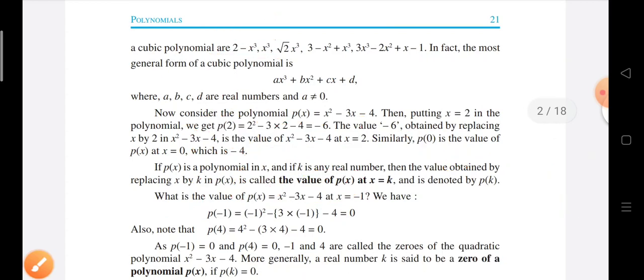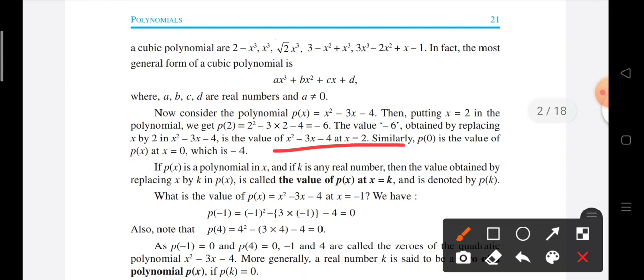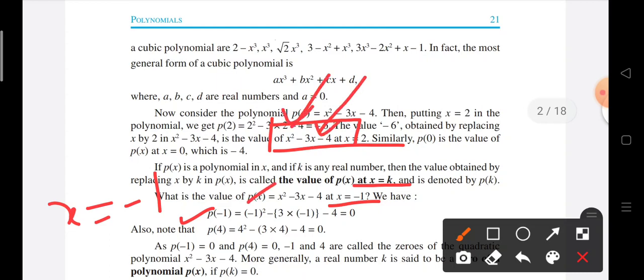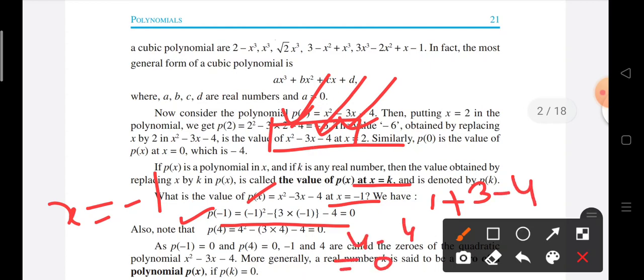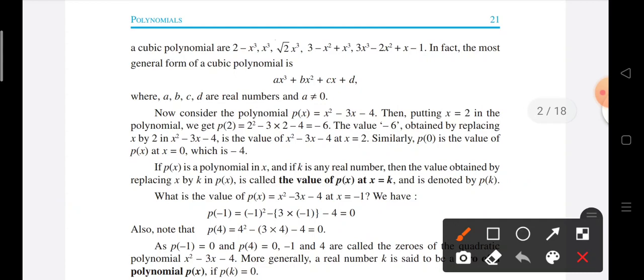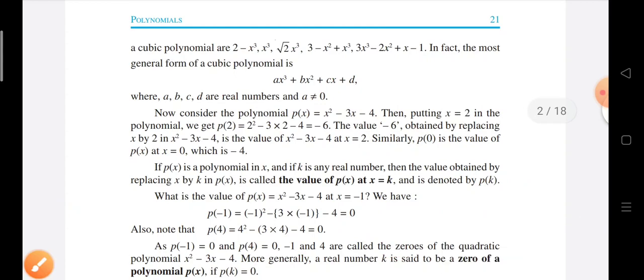Okay, let us take an example to understand it clearly. So this is our polynomial. Now I'm taking the value x equal to k, and instead of k we are taking minus 1. Now at the place of x in this polynomial we place the value of x as minus 1. So we will get minus 1 square, minus 3 into minus 1, and minus 4. See, it is written over here. Minus 1 square is 1, minus 3 into minus 1 is plus 3, and minus 4. That means 1 plus 3 is 4, and 4 minus 4 is equal to 0. That means I can say that p at minus 1 is equal to 0. Therefore I can say that minus 1 is the root, or you can say zero, of this polynomial, or zero of this quadratic polynomial.